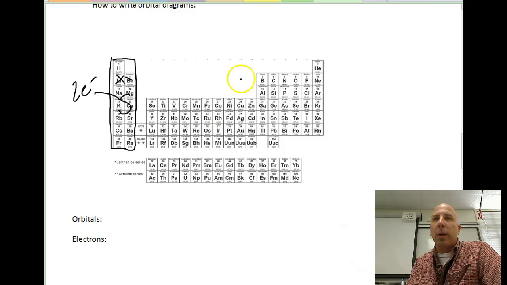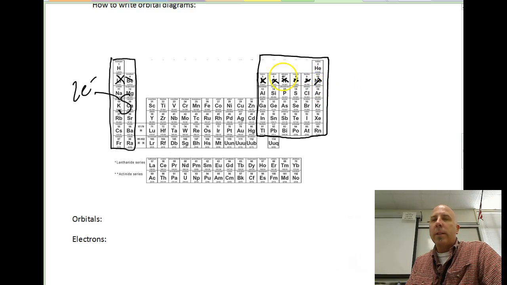So this is our S block. Then we go over here to our nonmetals as well as our semi-metals, and we count 1, 2, 3, 4, 5, 6. This is 6 blocks wide, and so we're going to call this our p block, because remember, p's contain 6 electrons.